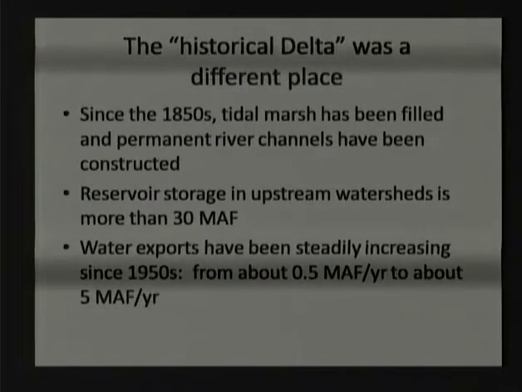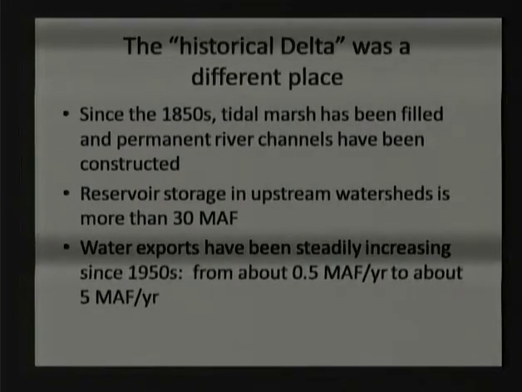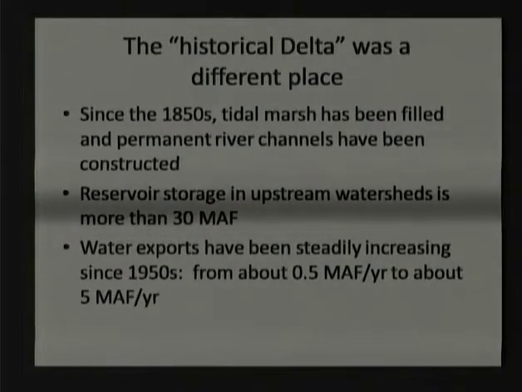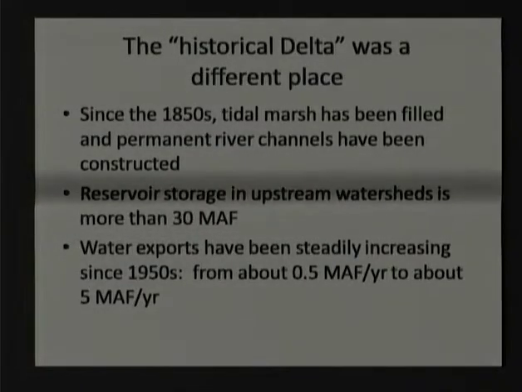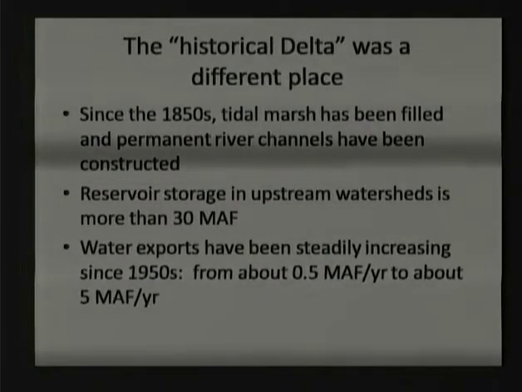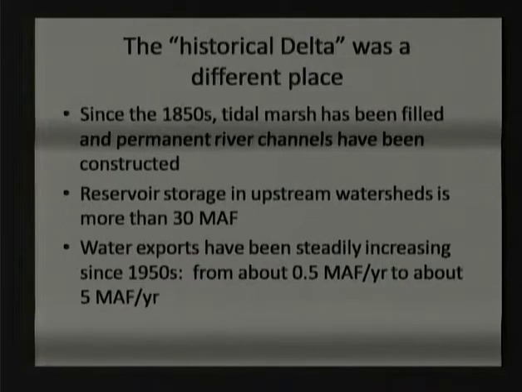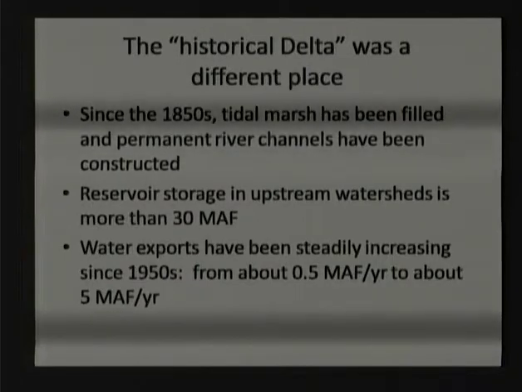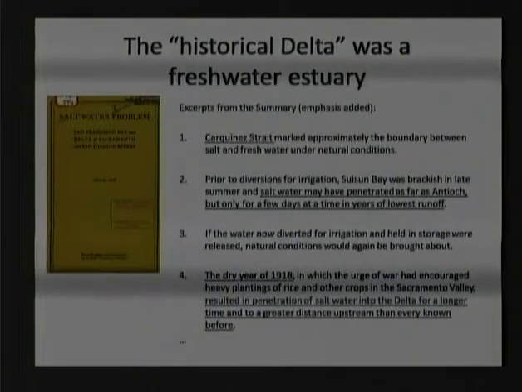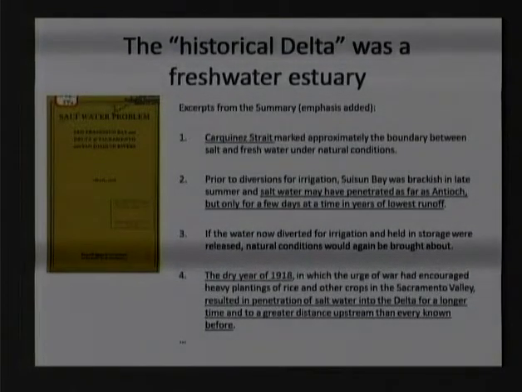We have reservoir storage in upstream watersheds that has a capacity to hold more than 30 million acre feet, which is a lot of water. And we know that water exports from the Delta have been steadily increasing since about the 1950s, when back then we were about 500,000 acre feet per year. The capacity now is about 5 million acre feet per year. So that's gone up. And of course, all of that has an impact on what the Delta looks like.